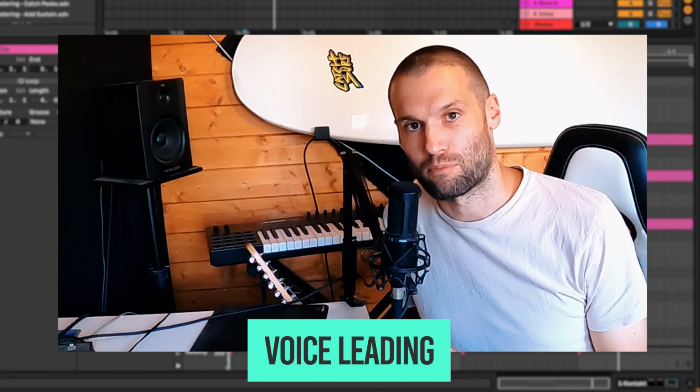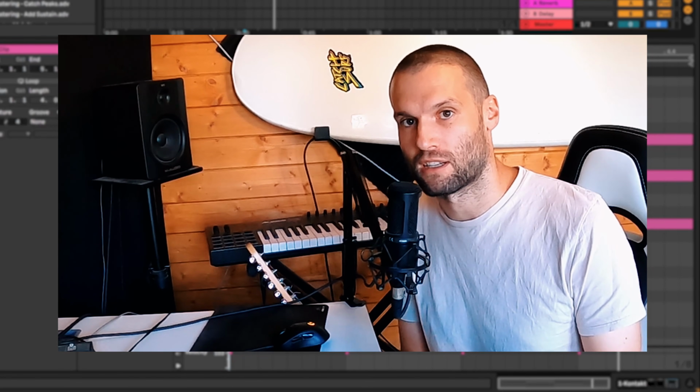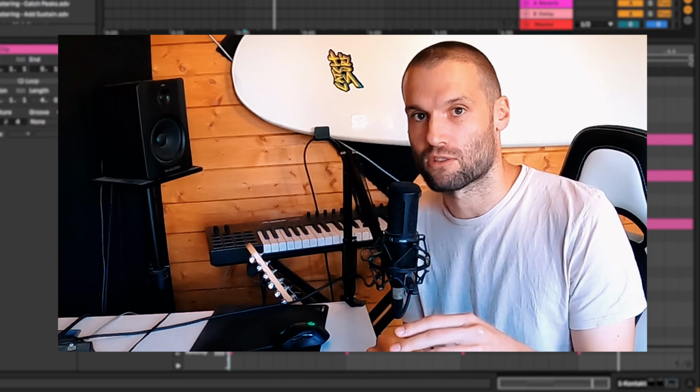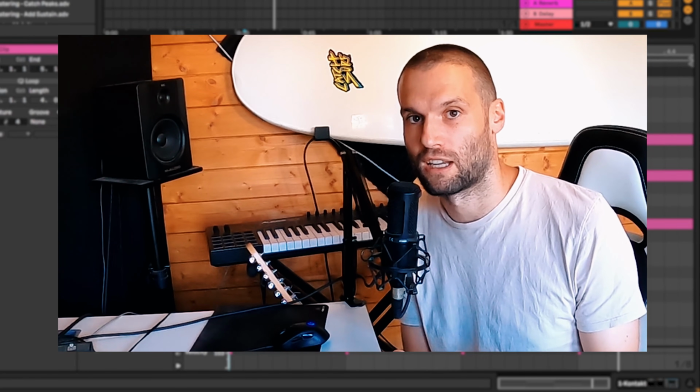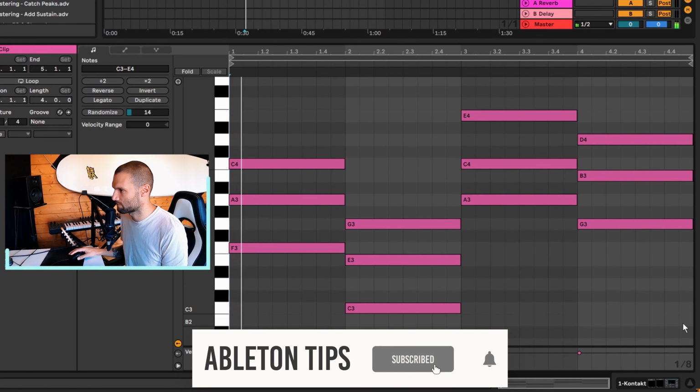Voice leading is basically a concept where we take chords or a chord progression and try to make the movement between each chord a lot smoother. This is the chord progression we're going to be working with.